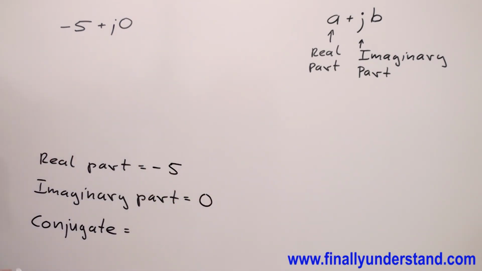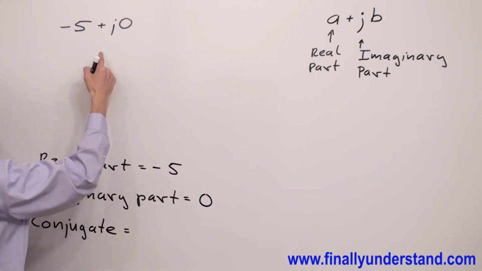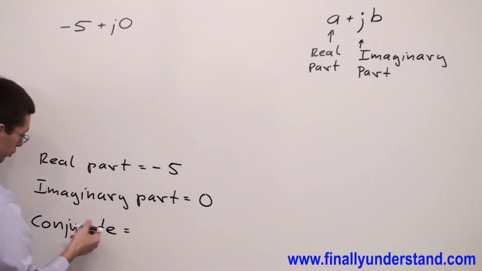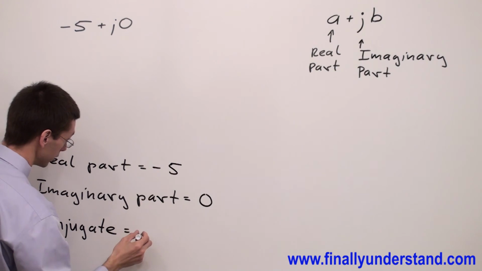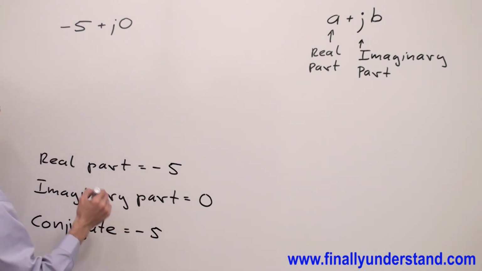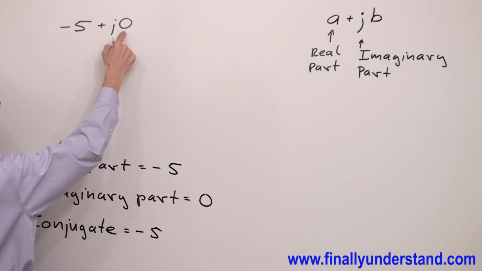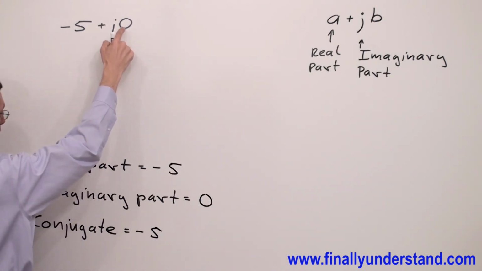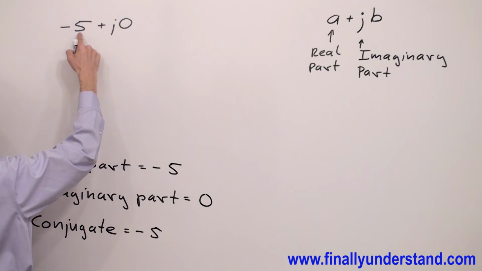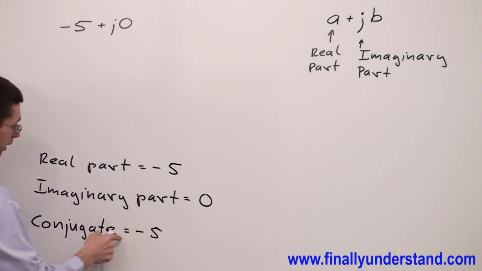And if you want to find the conjugate of this complex number, you're supposed to realize that j times 0 gives me 0. So my conjugate is equal simply to the real part, which is equal to -5. Why? Because my imaginary part is equal to 0. 0 times j gives me 0. And no matter what sign you are going to have, you are going to end up only with -5. That's why these are the solutions to my problem.